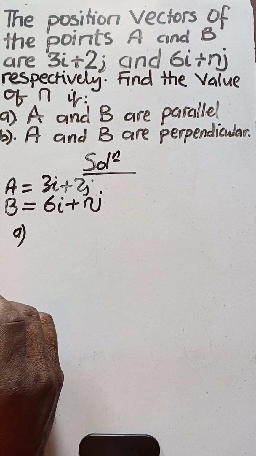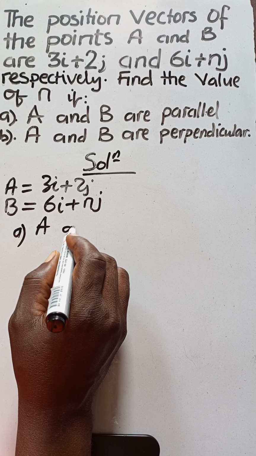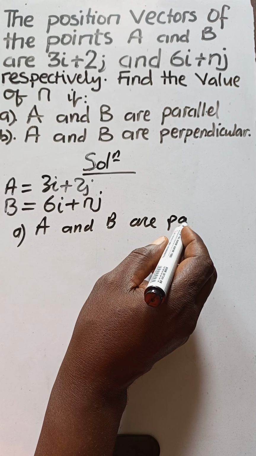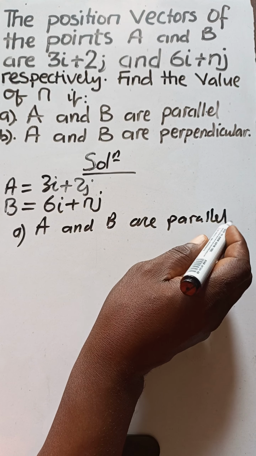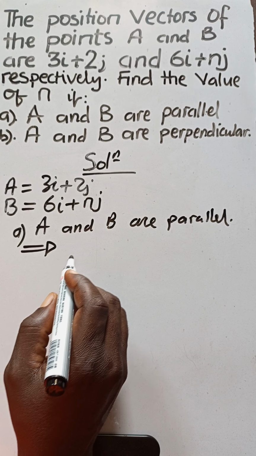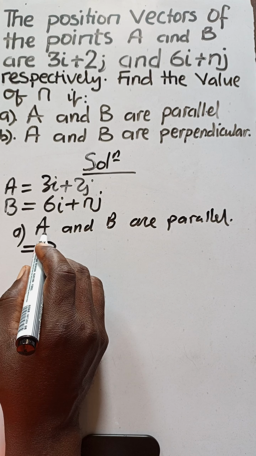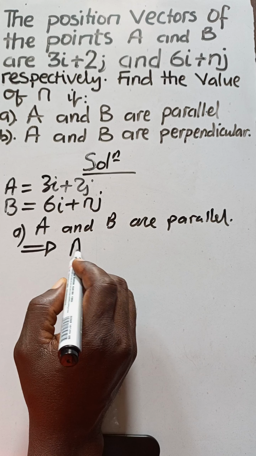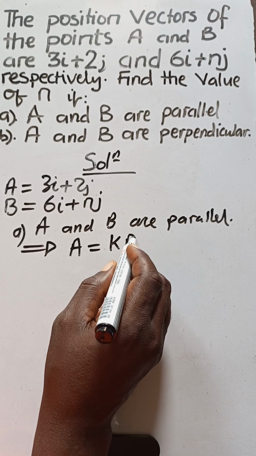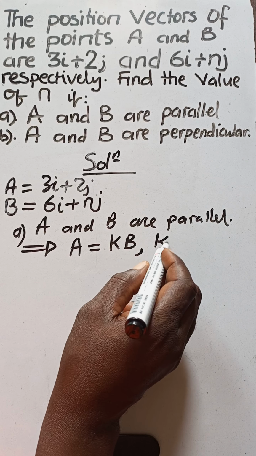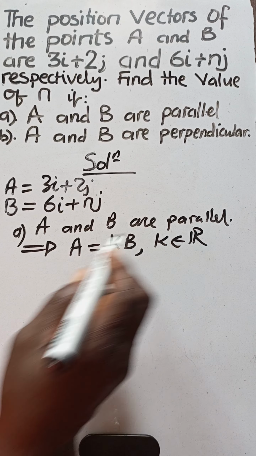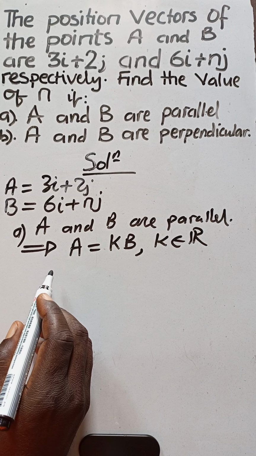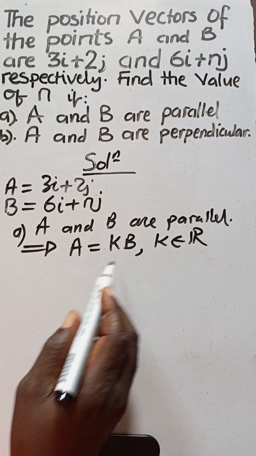Now, the first part, we are told that A and B are parallel. If that is true, it simply means that one of the vectors is a scalar multiple of the other. For example, A should be a scalar multiple of B, where k is simply a real constant. If this is true, then the vector A is parallel to the vector B. So all we need to do is to solve for k in this equation.